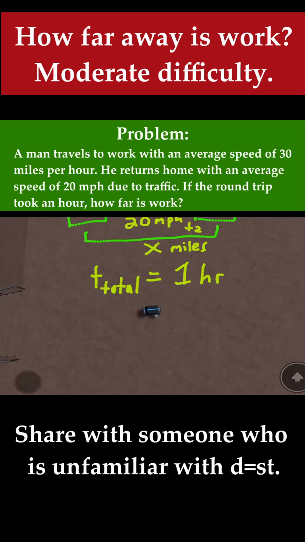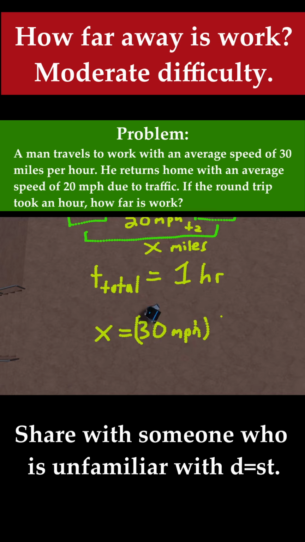So let's have the equation. D equals s times t1. So our distance is x, because I don't know how far apart home and work are. But our average speed was just 30 miles per hour. 30 mph. And we multiply that by t1, because I want to know what that time was. So this is divided by 30.